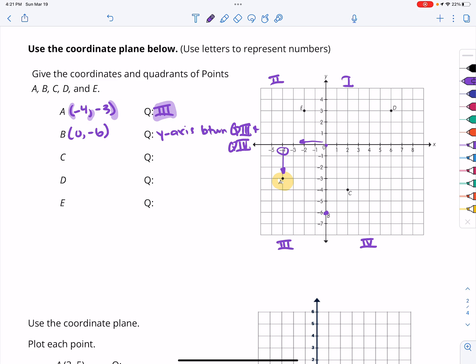So point C, I know we start at the origin and we go over 2 units to the right, so that's a positive coordinate, and then we're going down 4 units, which is negative 4. So you could count them 1, 2, 3, 4. And that is quadrant 4. So I'm going to stop there because I think you get the point on this. D is (6, 3), and that's quadrant 1, and then E, fine, I'll finish them up, why not, is (-2, 3), and that's in quadrant 2. So that's when we are looking at a coordinate plane and then pulling the coordinates in the quadrants.